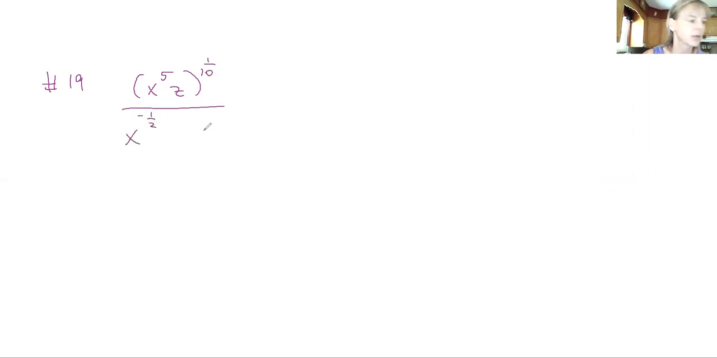Let's do another one. Number 19. Hopefully by now these are getting easier and you're just bored because I'm doing this really slowly. Z to the 1/10, x to the negative 1/2. And you see they threw another negative in, which is great actually, because then I can go for it.